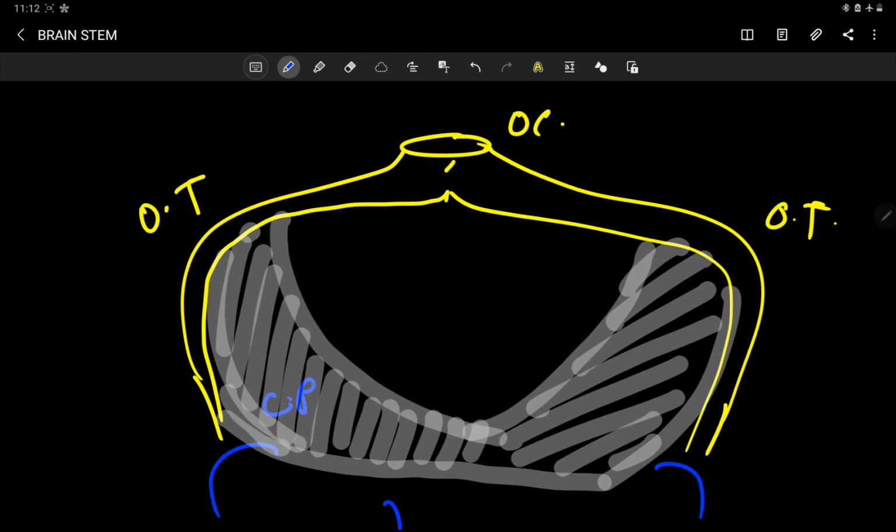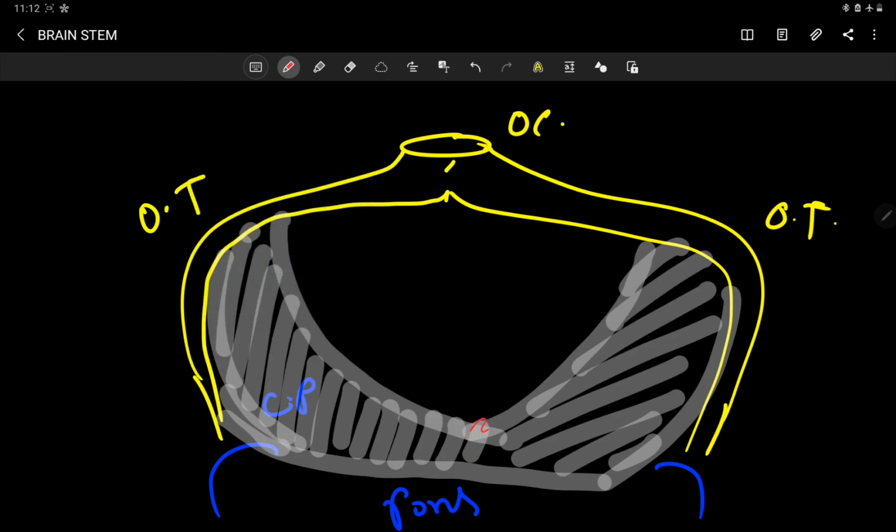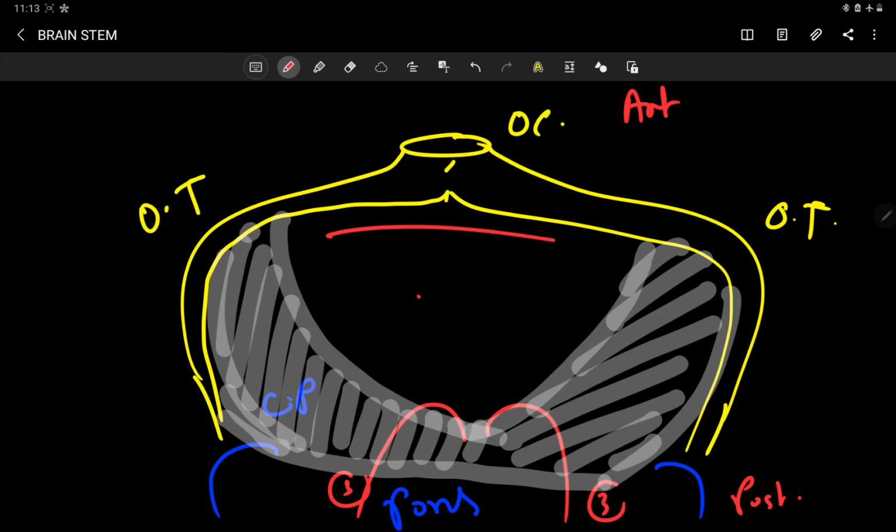Behind this your pons is present, and you can see the third cranial nerve is emerging out. Obviously this is anterior, this is posterior. And this fossa is your interpeduncular fossa, in between the two cerebral peduncles.